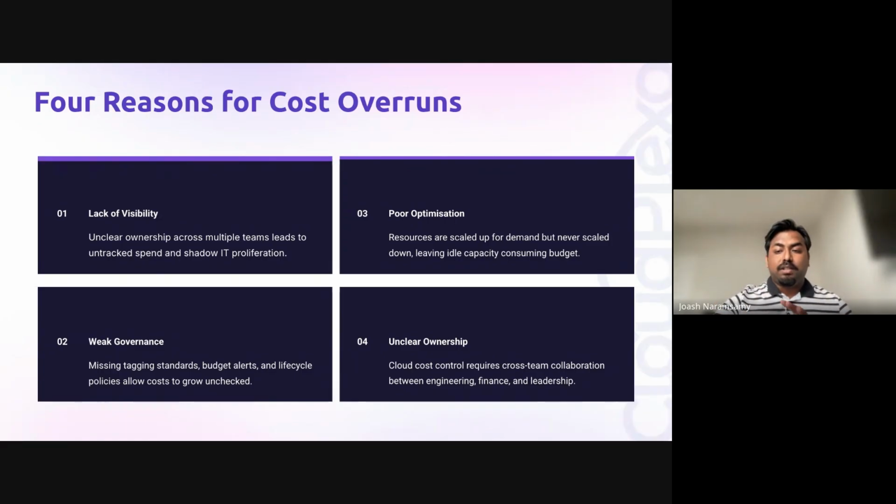Cloud optimization isn't solely an engineer's responsibility or the finance department's responsibility or a leadership responsibility. It's a business responsibility. The organizations seeing the greatest success are the ones bringing these teams together. Each team contributes a different perspective. Engineers understand the performance. Finance understands the financial planning. Leadership understands the business priority. When these perspectives come together, better decisions naturally follow.